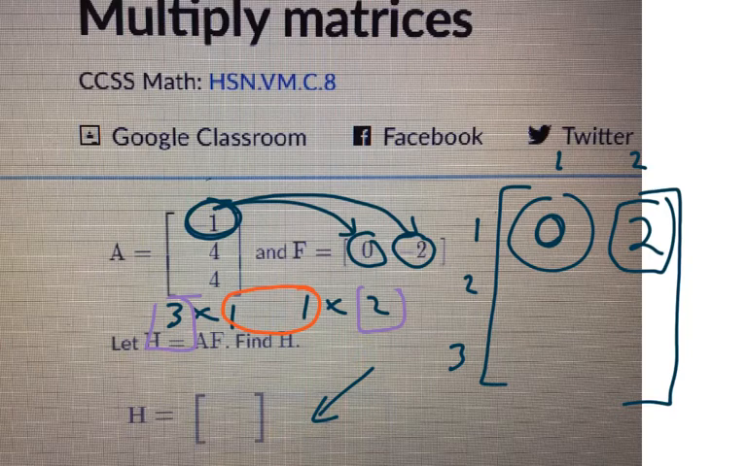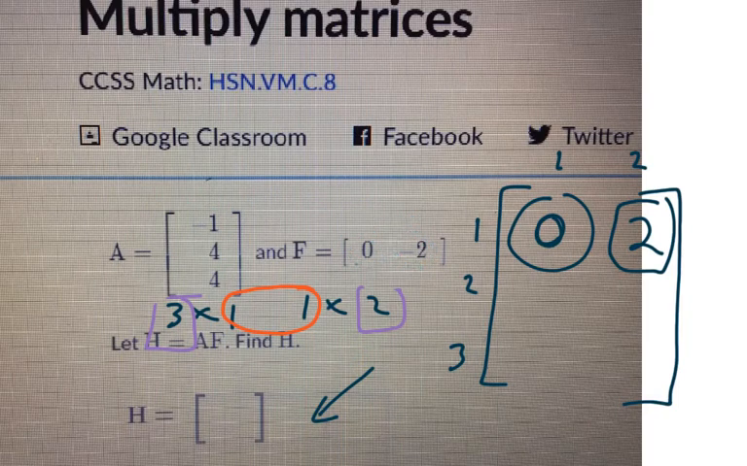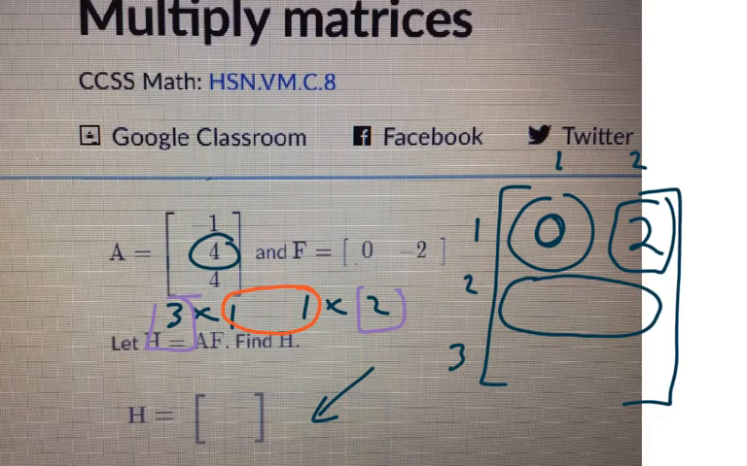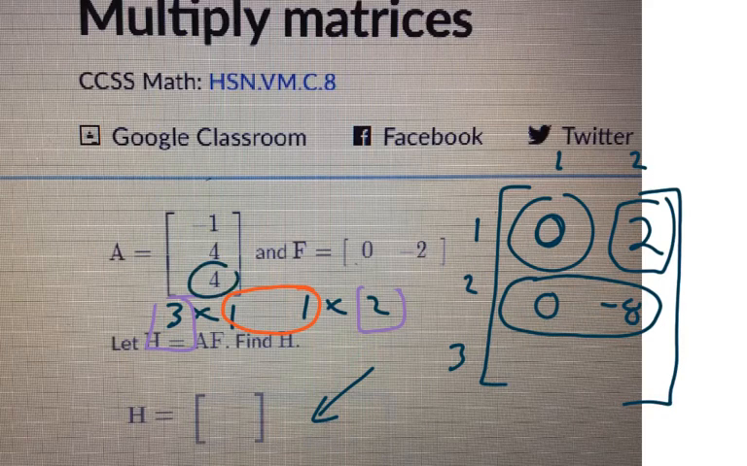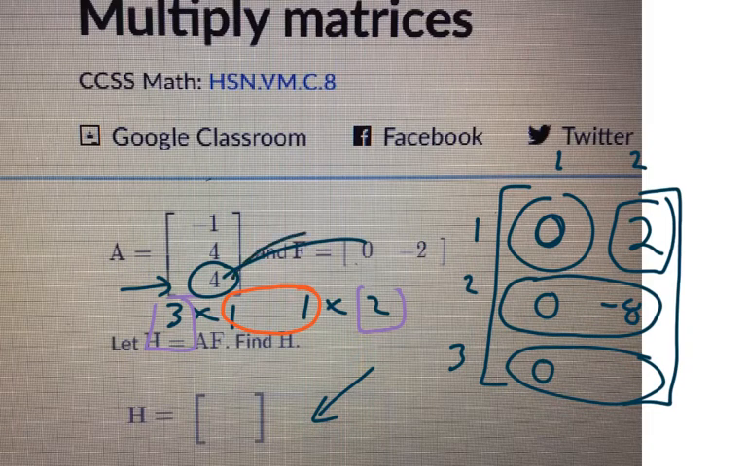Now, we're going to do the same thing with the 4. So we're going to take this second row number. That's going to fill in the second row over here. 4 times 0 is 0. 4 times negative 2 is negative 8. Finally, we're going to do the third number. Everyone agree? This 4 is in the third row, so it's going to fill in the third row over here. 4 times 0 is 0. 4 times negative 2 is negative 8. And there's our 3 by 2 matrix.